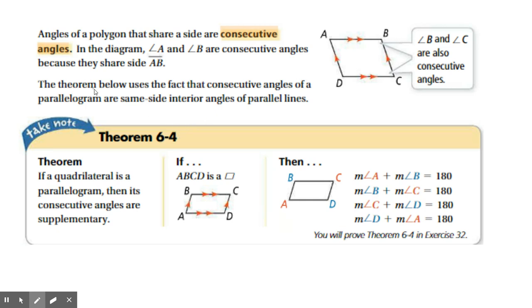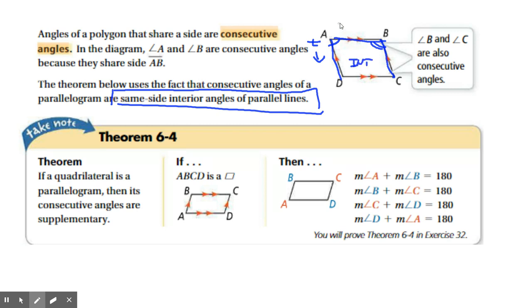Now, notice here, the theorem below uses the fact that consecutive angles of a parallelogram are same side interior angles of parallel lines. Think about this. If AD is a parallel line and BC is a parallel line, then that means AB is my transversal. Angle A and angle B are both on the bottom of the transversal, and they're in the interior between the parallel lines. They are same side interior angles. And from our parallel line talk, same side interior angles are supplementary. Very good. So in a parallelogram, your consecutive angles are supplementary. And again, there's 4 pairs, right?